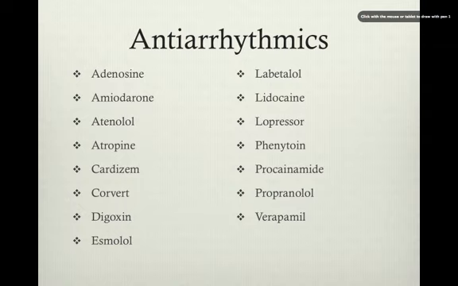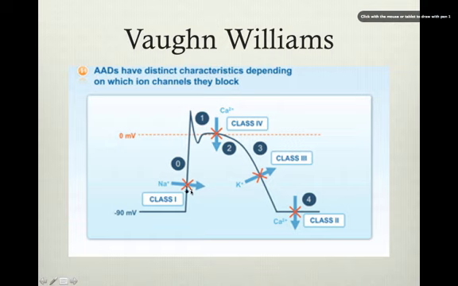And this is the Vaughan Williams scale, or Vaughan Williams classifications. This is where a class 1 would work, right here, and a class 1 is a sodium channel blocker. And this is a class 4. Class 4, I'll just use the calcium up here, is a calcium channel blocker. A class 3 is a potassium channel blocker by nature. And then a class 2 is actually a beta blocker.